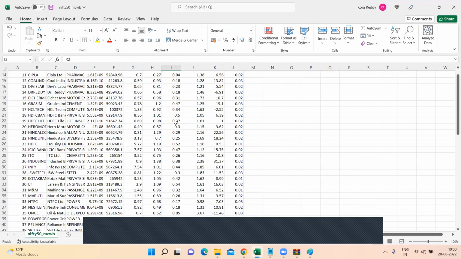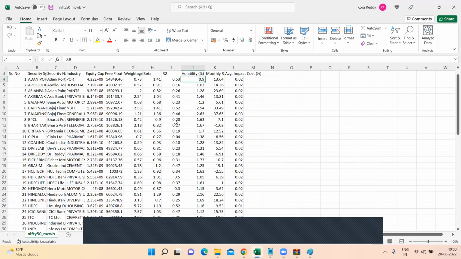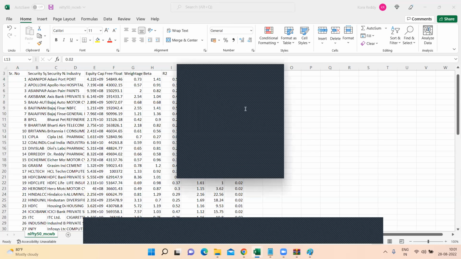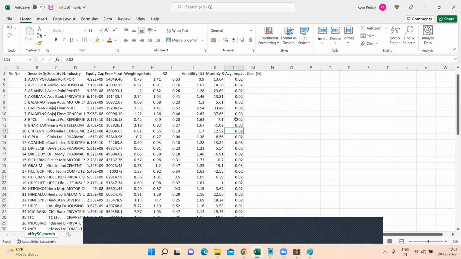So that's your volatility. And monthly returns, we are not interested in, but we do have the data. And then you have this impact cost. What is impact cost? Spread between buying and selling, buyer and seller, bid and ask price.